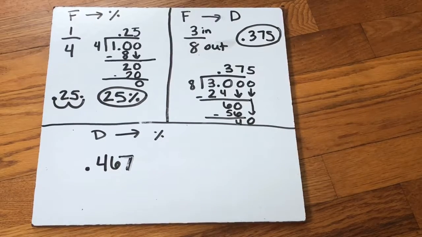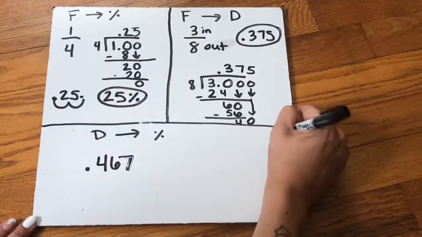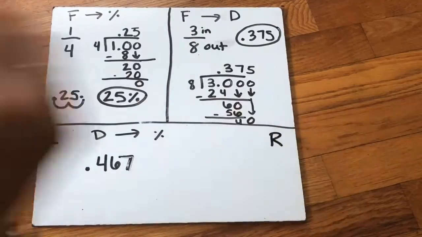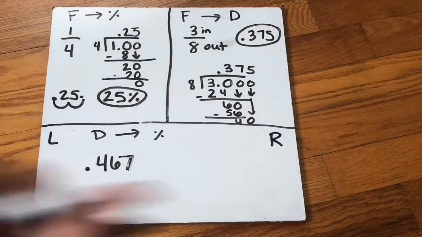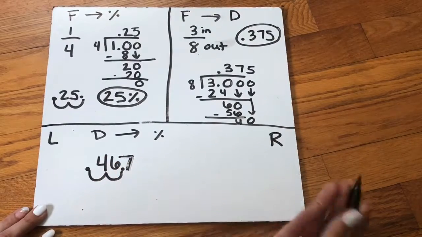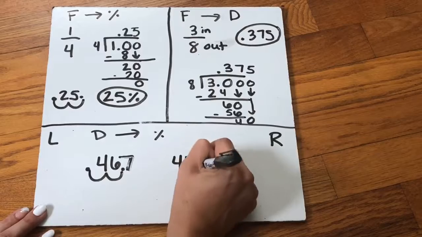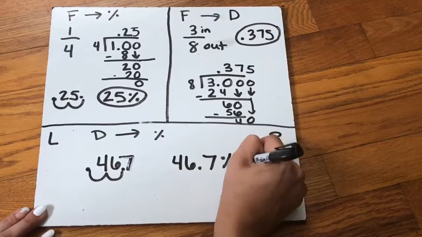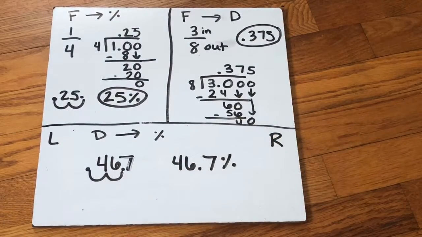I'm a person who gets my rights and lefts confused all the time, so if it helps you to put right and left on your paper like that, that's something we do a lot in class. So if I'm thinking 2 places to the right, I'm gonna go 1, 2. So my new percentage is 46.7%. So we're going to do the next 3 in the next video.